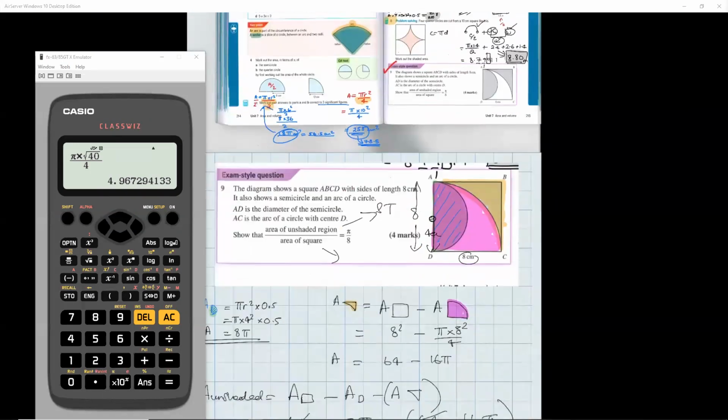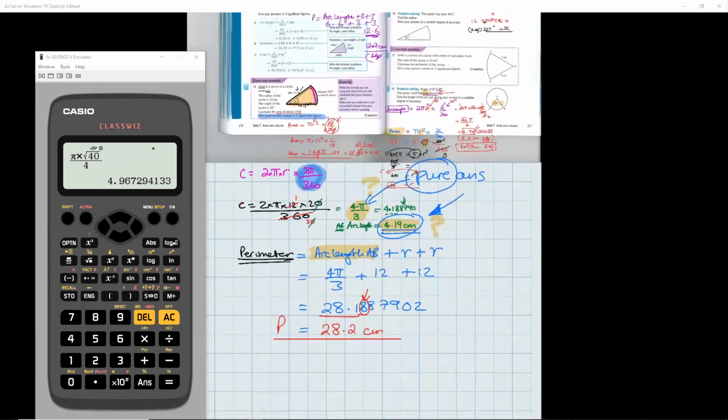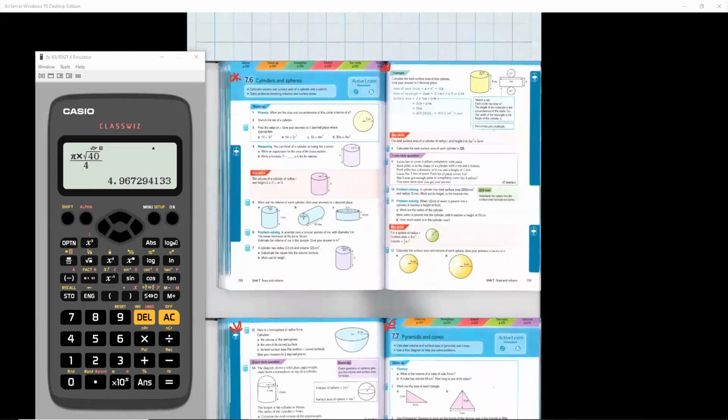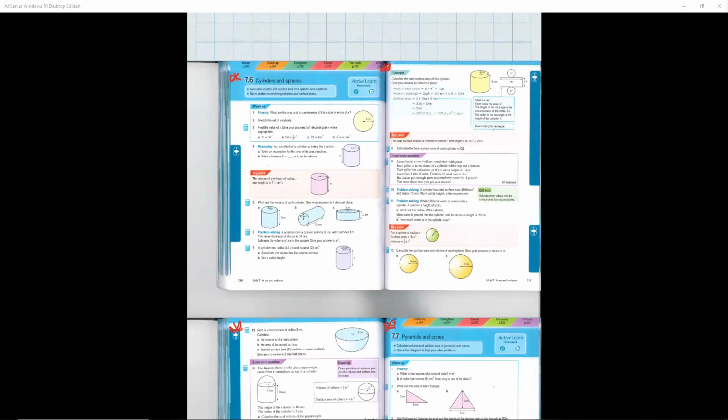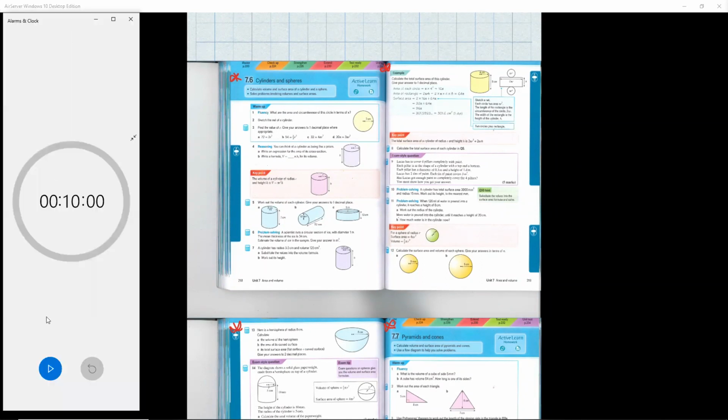Okay, I think it's our break time now. When we come back from the break, we're going to move on to 7.6, cylinders and spheres. Okie dokie, right. Let me move the calculator out of the way, reset this one and that one. Okie dokie, we have 10 minutes.